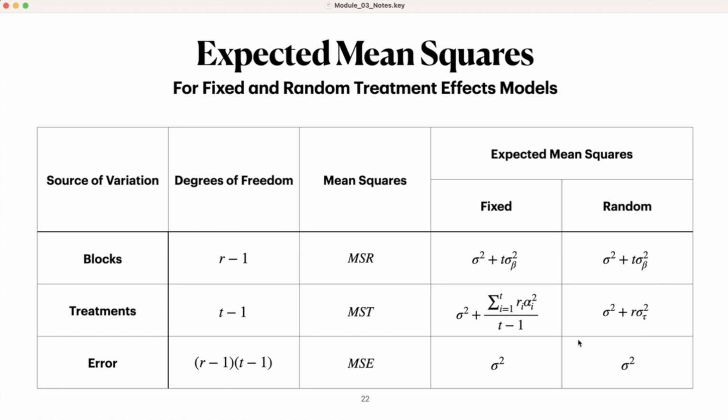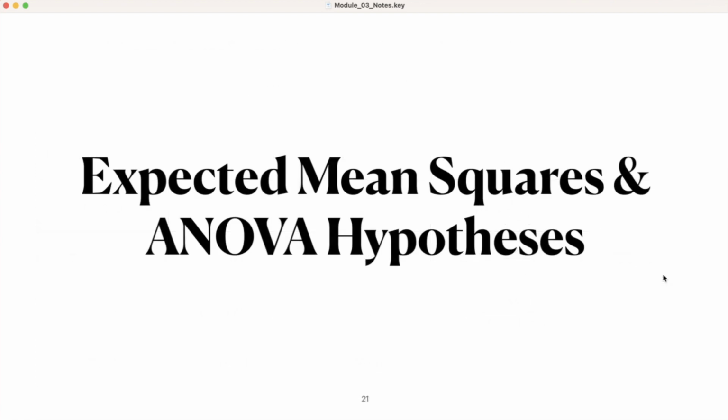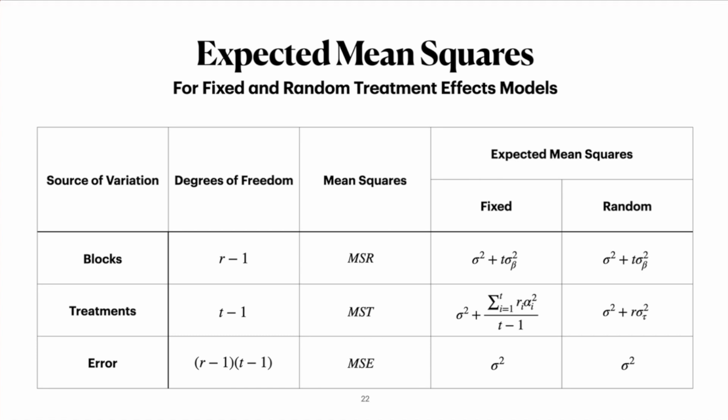And so that is what motivates our looking at that same test statistic in the context of a random treatment effects model. And then finally, notice that the expected value for the mean squares for blocks is the same, regardless of whether we're talking about a fixed treatment effects model or a random treatment effects model.